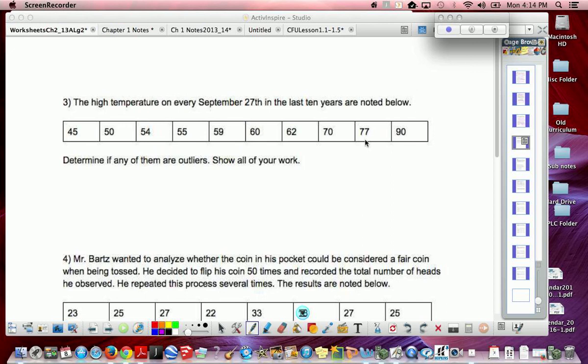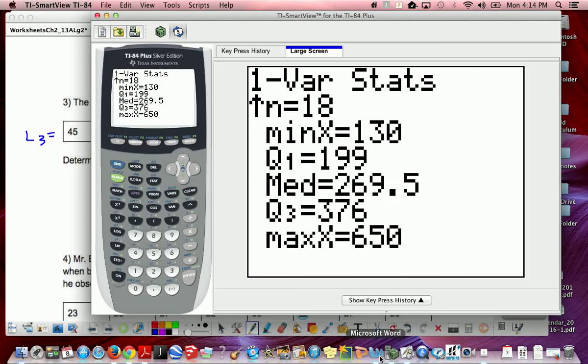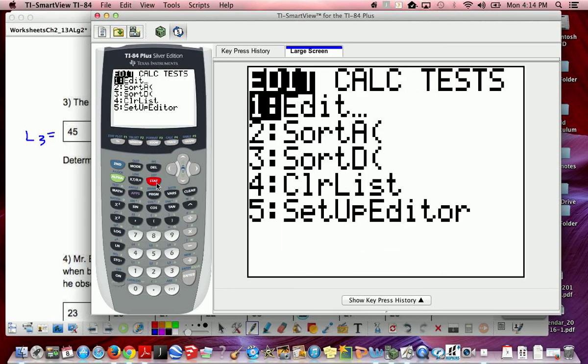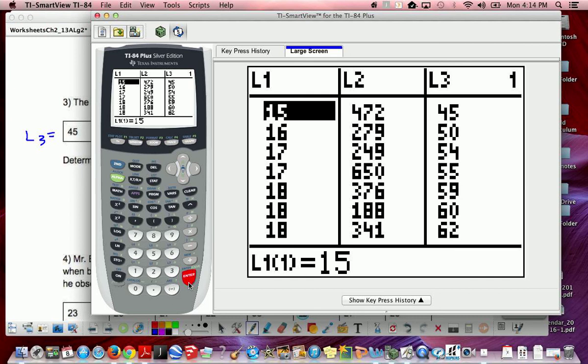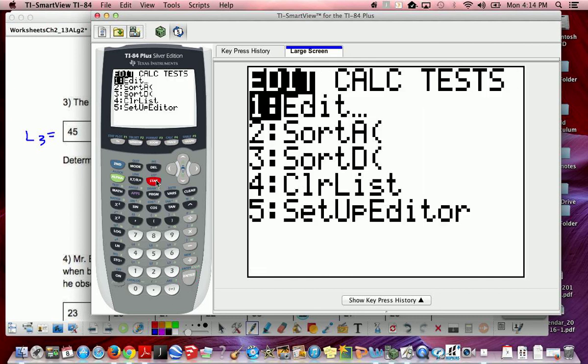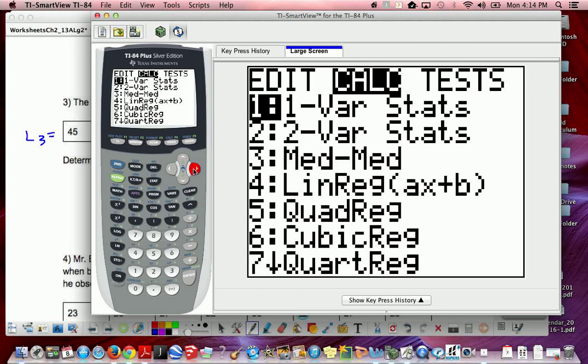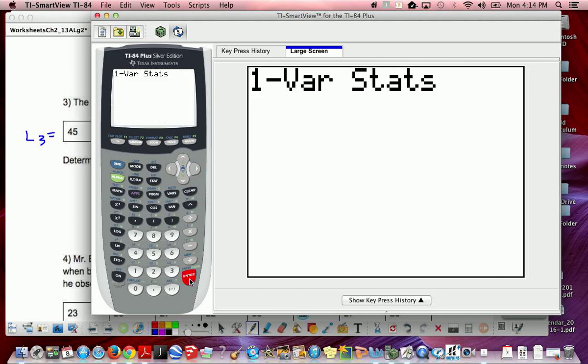So what I've done is I've put all of this particular data in list 3. You can take a look at my calculator. If I go stat, edit, I have it all in list 3. Once you have that done, go to stat, calculate, one variable statistics on list 3.